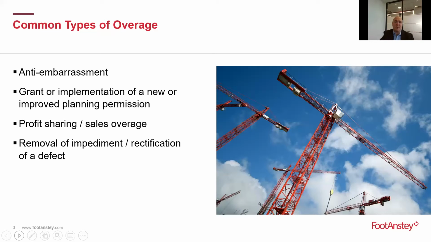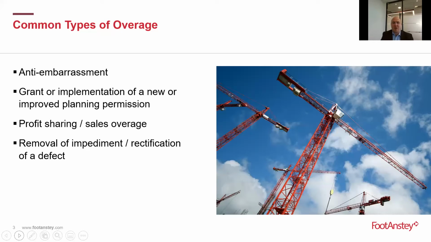Another type of overage is the grant or implementation of a new or improved planning permission. Obviously, on the grant or implementation of a planning permission, there is potential for substantial increase in the value of the property, and the seller may be keen to get their hands on a share of that uplift.